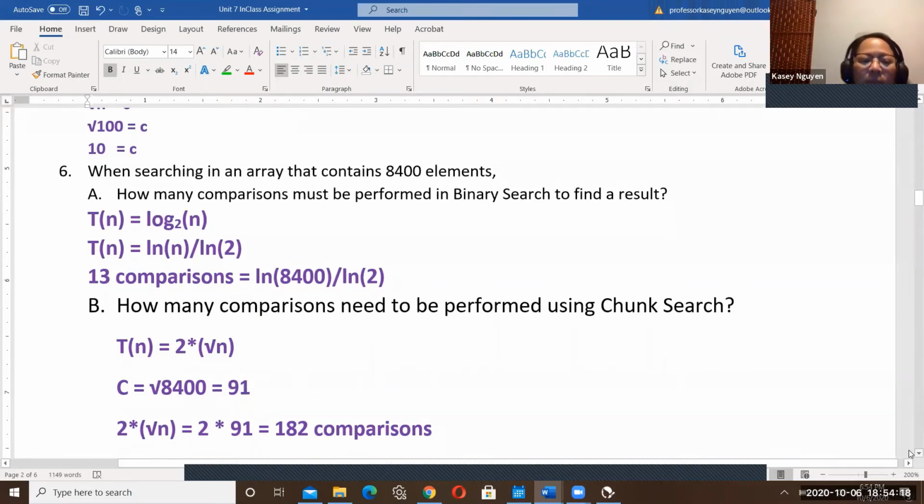So when we look at part B, how many comparisons are needed using chunk or jump search? We know that our T of n is equal to 2 times square root of n. So our chunk size is 91. We simply take 2 times 91, that gives us 182 comparisons. Any question?